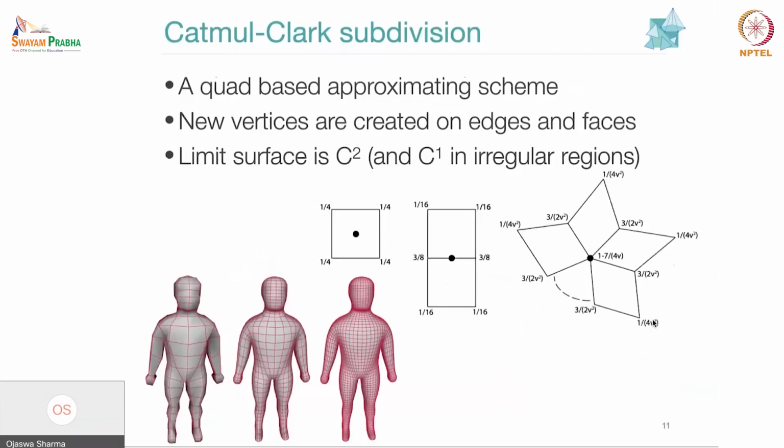Then there is another well-known subdivision scheme called the Catmull-Clark subdivision scheme. This is again a quad-based approximating scheme. So we are not working on triangle meshes, but on quad meshes. And new vertices are created on edges, so there is an edge mask, and also on the faces, so there is a face mask as well. And the weights are as shown here. And again, the limit surface is C2 for regular and C1 for irregular regions. Then you also have to update the old vertices, and the mask for updating old vertices is given in terms of the valence of the vertex in question.